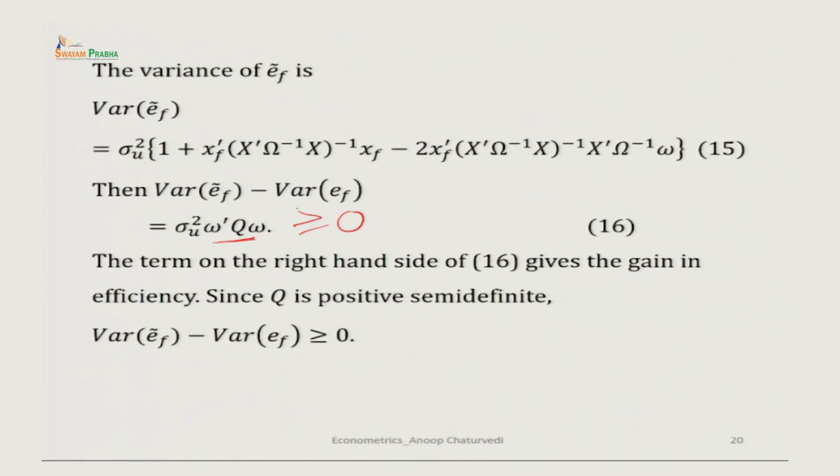So, you get a predictor with lesser variance if you are making use of the correlation part also, this omega. And this part gives you the gain in efficiency. So, you get a better predictor if you are making use of the correlation between u and uF.